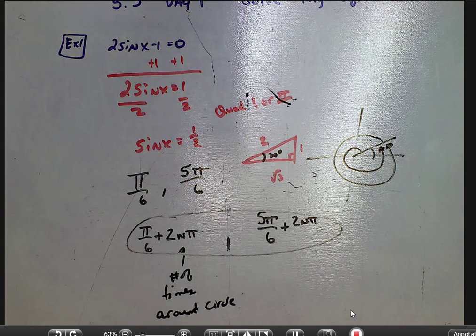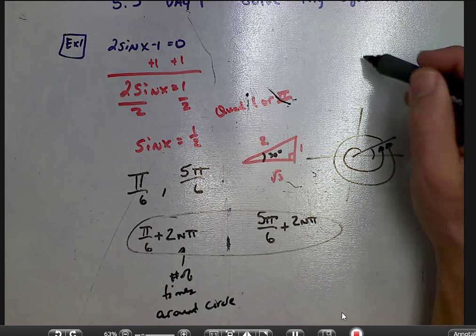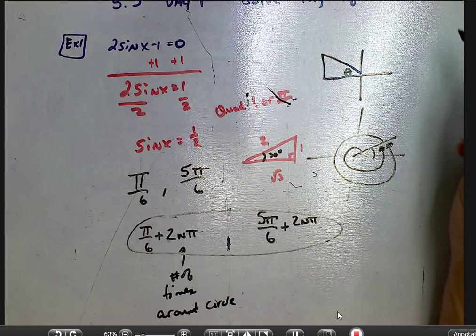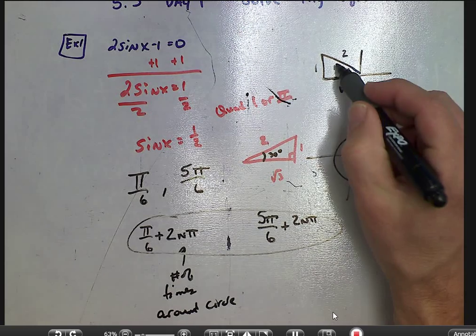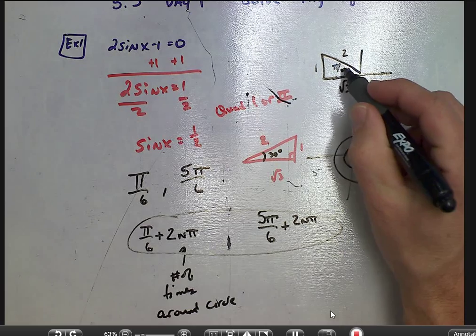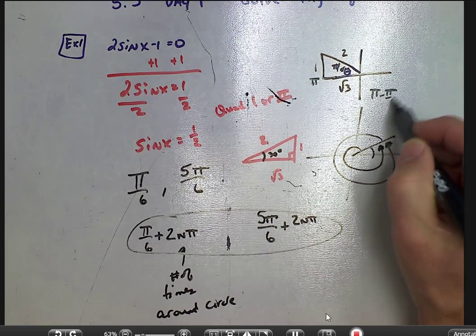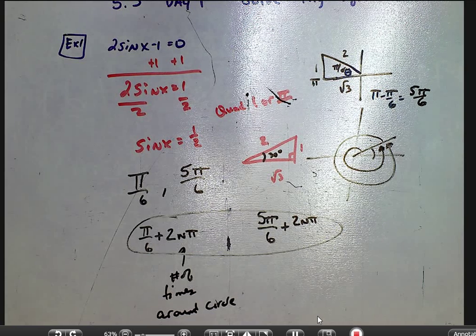Just a little extra on why 5 pi over 6 is the other answer. If I were to draw this in the second quadrant, the reference angle would be here, and it's 1, 2, square root of 3. So this is pi over 6. And since this is pi out here to the side, it'd be pi minus pi over 6, which is 5 pi over 6. That's a little more where 5 pi over 6 came from. So the final answer is what we circled right down here. Go ahead and see if you can figure out number 29. Press pause if you need some help.